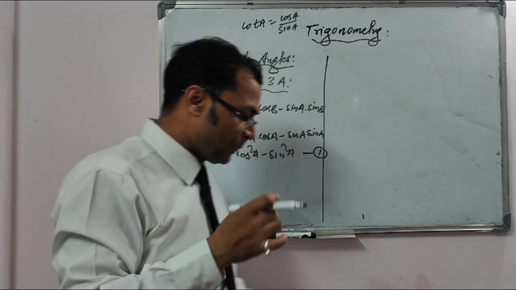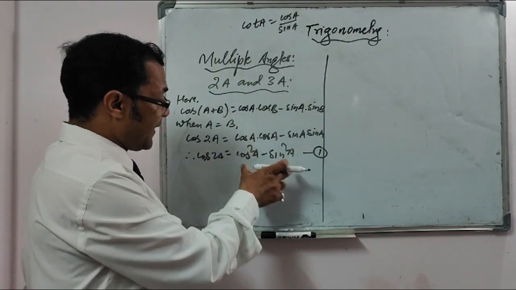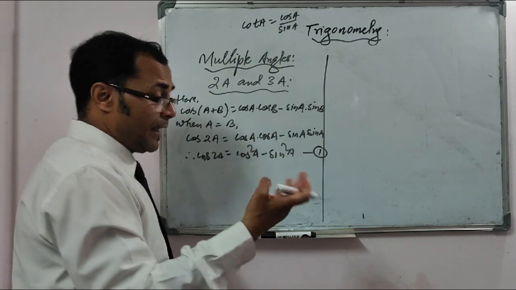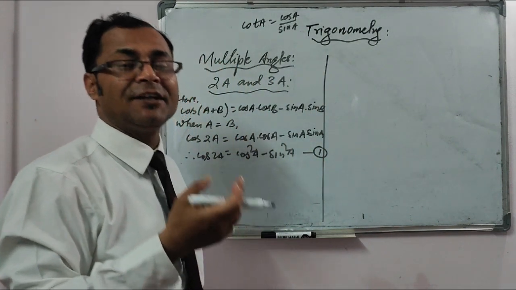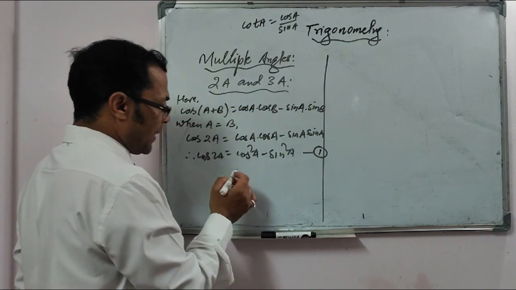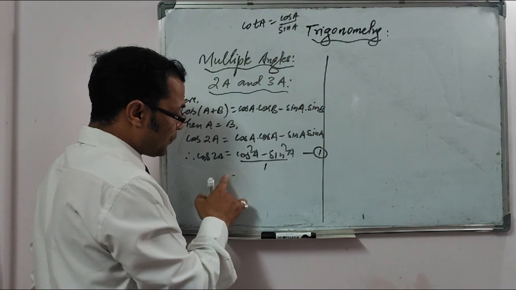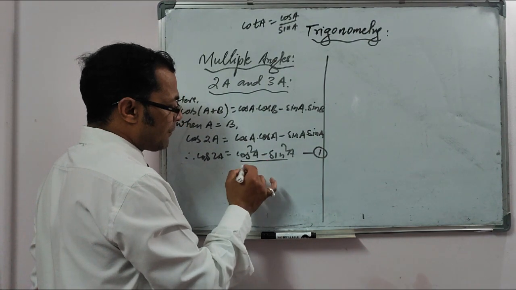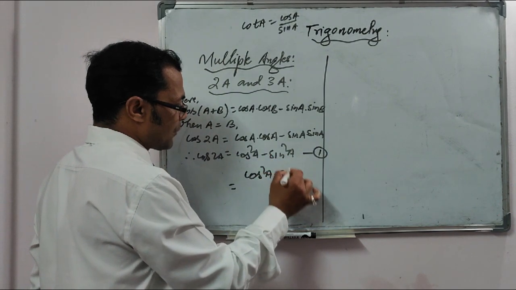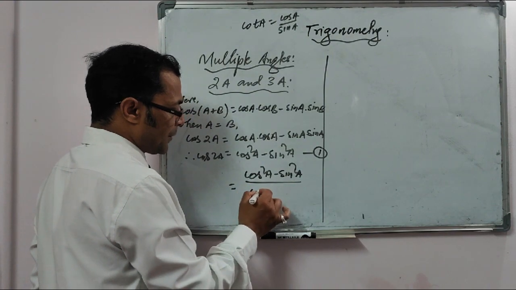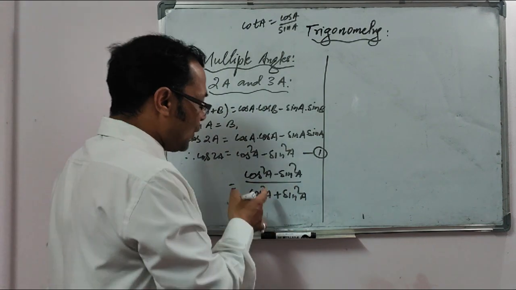Now we will be checking how we can modify this formula into different forms. Like in terms of tan, in terms of cot, in terms of sine only, and in terms of cos only. So just have a look. Now what I'm going to do is, just like before, here is 1. So in place of 1, let me do it like this: cos square A minus sin square A upon cos square A plus sin square A. Alright? So now see what happens.